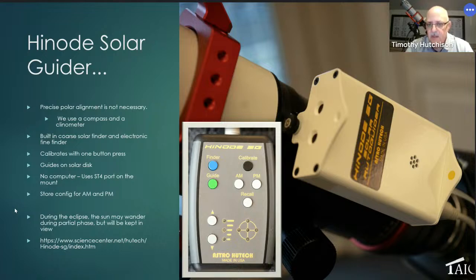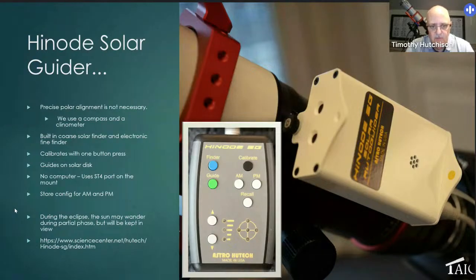Now the guider has what they call a coarse finder. If you look at the front of the white box, you see sort of a little pyramid with a hole in it. And on the back, you see a pyramid with a yellow spot. That's a solar finder, and it'll project the sun on the back. So you move the sun into that yellow disk, and you're pointing at the sun.